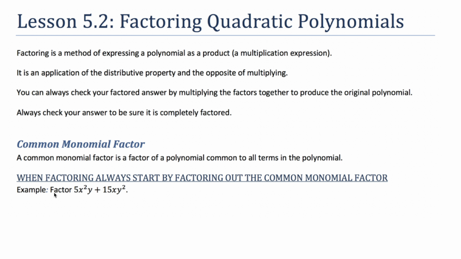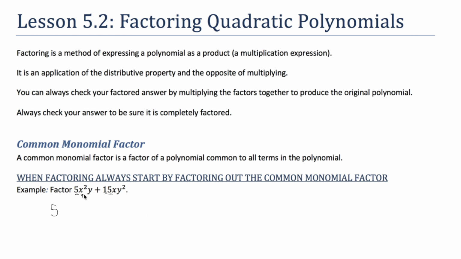Factor 5x squared y plus 15xy squared. So what we're going to do is we're first going to look at the coefficients. Is there a common factor in 5 and in 15? And we know that there is. 5 goes into both of those. So that's part of our common factor.